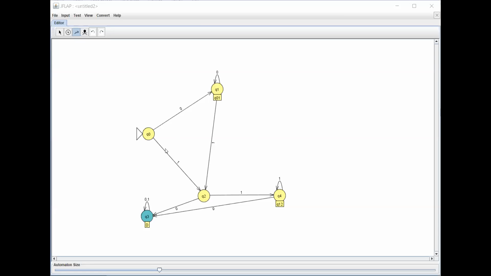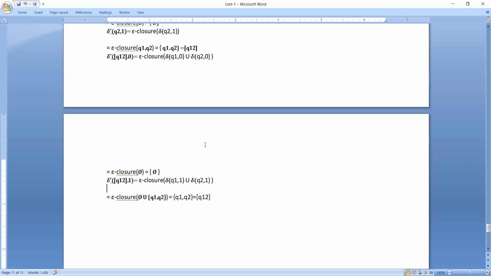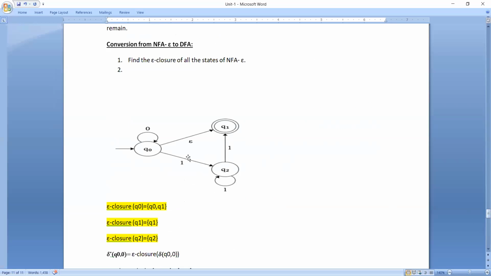Finding out the final state is very simple. So how do you identify the final state? Have a look at this. What is the final state in our NFA epsilon? Q1 is the final state, yes or no? Whatever the state where you find Q1, make it a final state.